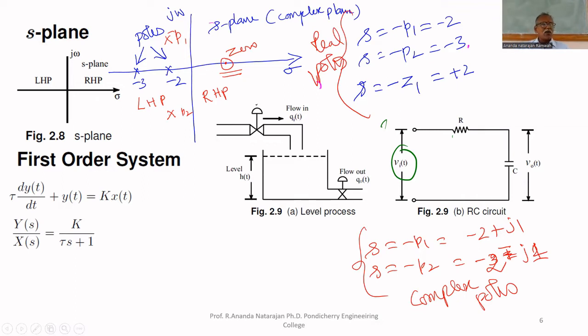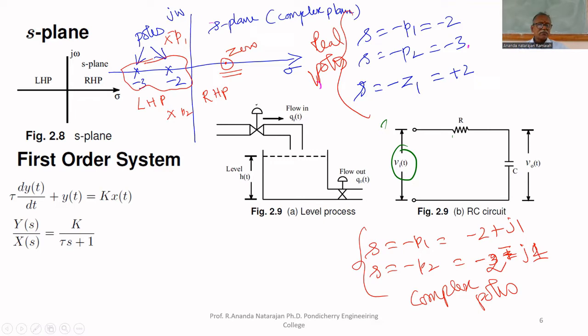Similarly, zeros can be complex or real. That's why you need a complex plane to represent them, the S-plane or complex plane. The location of these poles is very important. It has significance that we will see later.